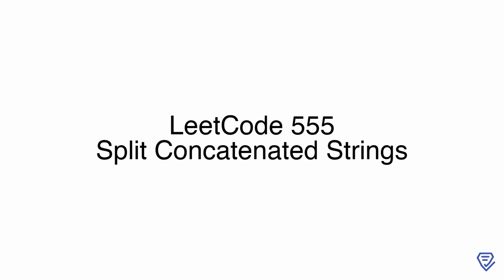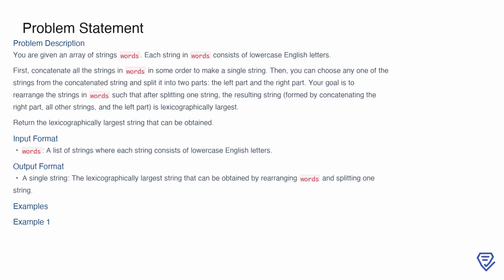Let's dive in. In this problem, you are given an array of strings called words, where each string is made up of lowercase English letters. The task involves two main steps. First, concatenating all the strings in words in some order to form a single string. Then, from this concatenated string, you will pick one of the original strings and split it into two parts, a left part and a right part.